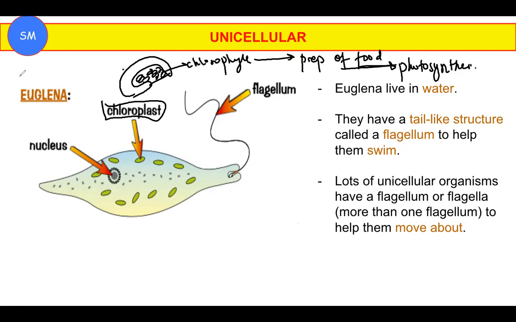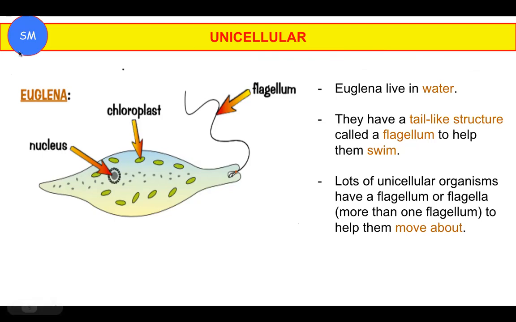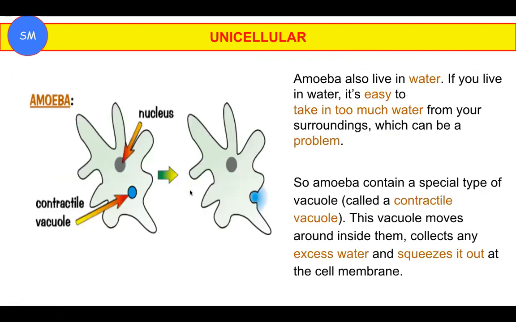Okay, so this is about unicellular organisms, euglena. We will see the next organism, and the next organism present to us is amoeba. Amoeba is our second one, and we will see what is common and what is special in it.